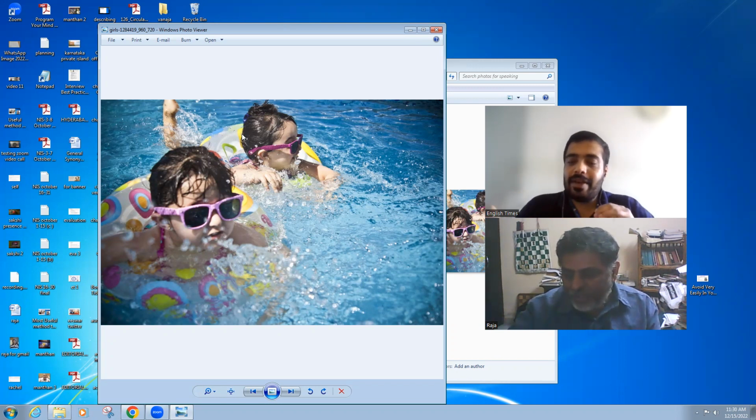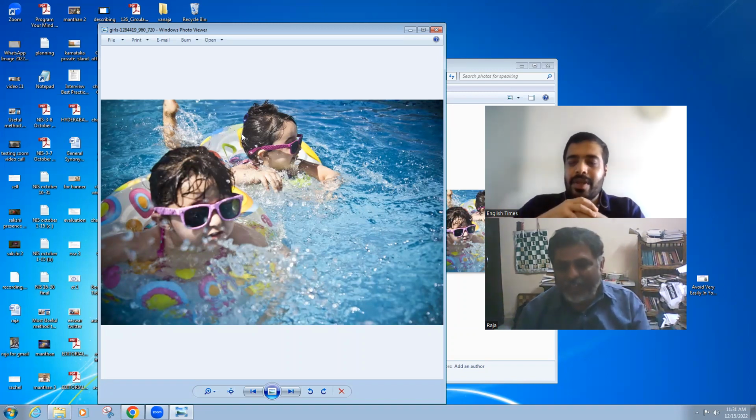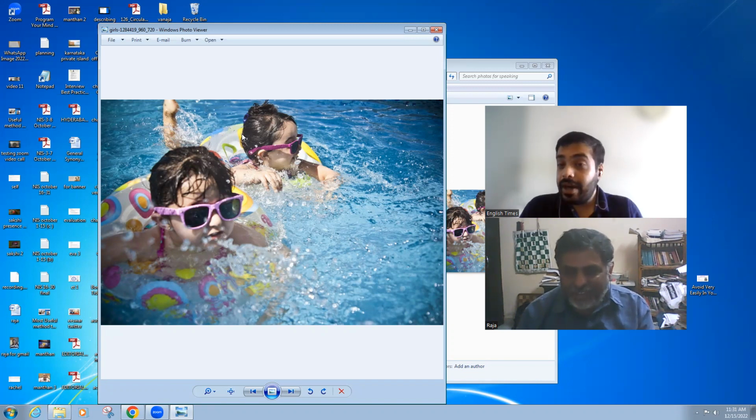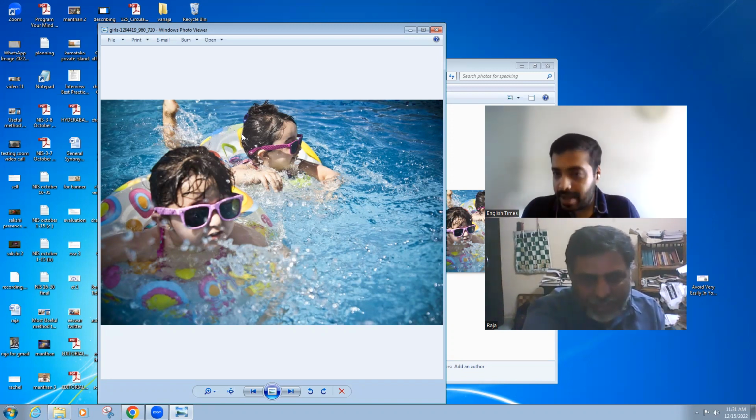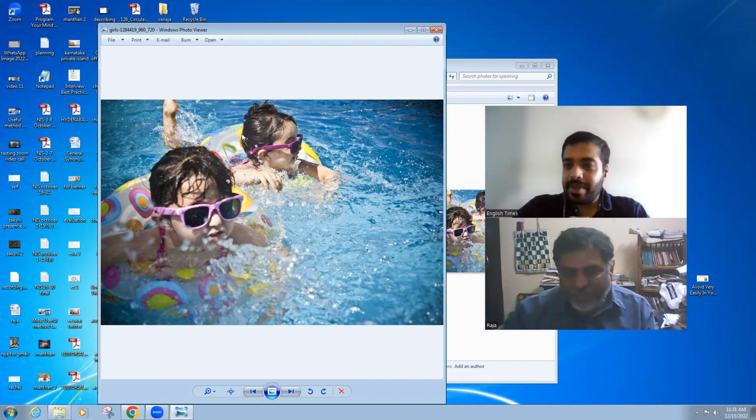Life buoy means, when a person is about to drown, you might have seen that they throw a circular thing into the water for that person to hold on to. They call it a life buoy. I said buoy, not lifeguard.